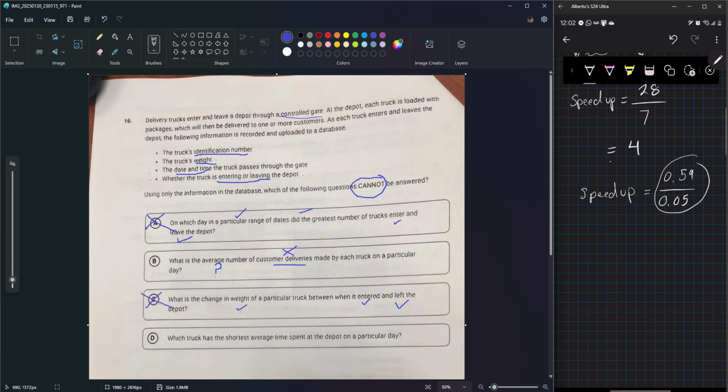Which truck has the shortest average time spent at the depot in a particular day? Yeah, so we know when it enters and when it leaves, so we know how much time it spent. And then we have the day, yeah. So this is also not the answer. The answer is B.